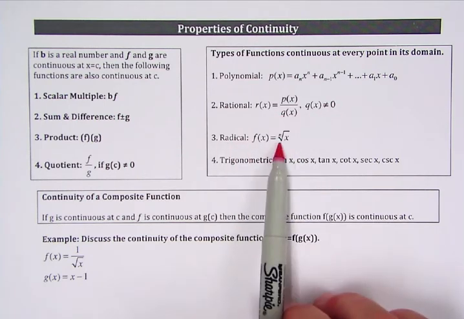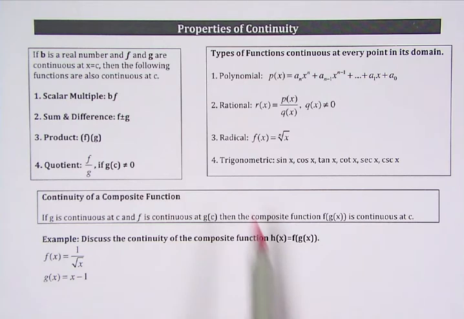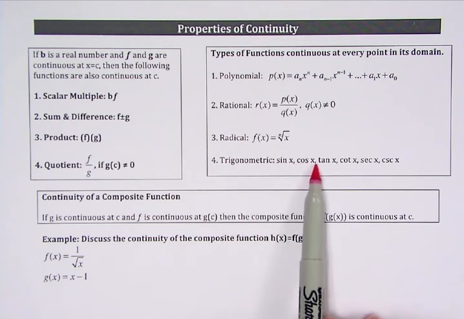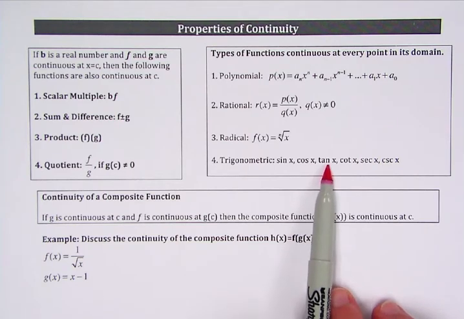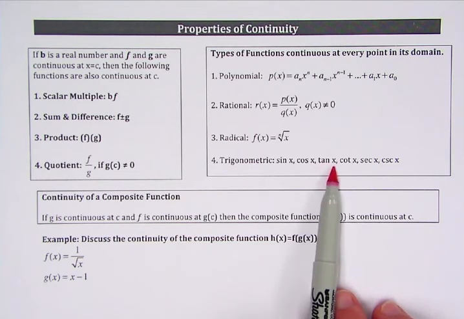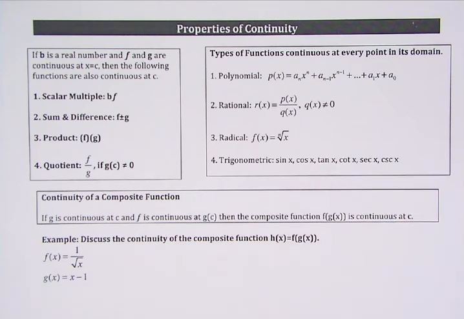Any radical function, okay, as long as it's in the domain. So again, we can't have square roots of negatives, that sort of thing. And then trigonometric, as long as x is in that domain, it's going to be continuous. So notice things like tangent, they're going to have places where x is not going to be in the domain, so it wouldn't be continuous there. But if it's in the domain, we know it's continuous. So really all you would have to check there is the f of x.